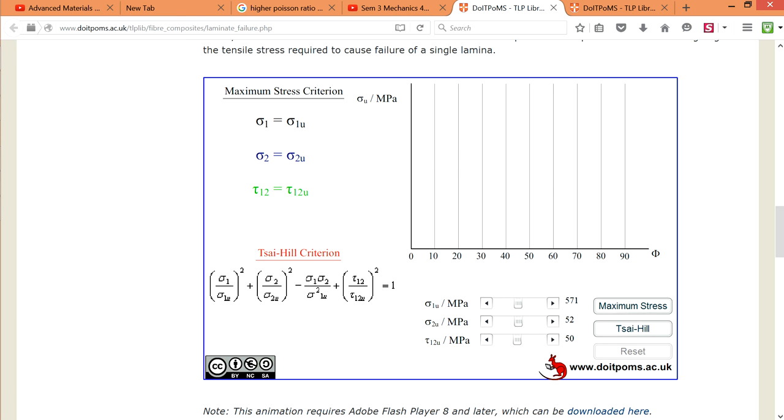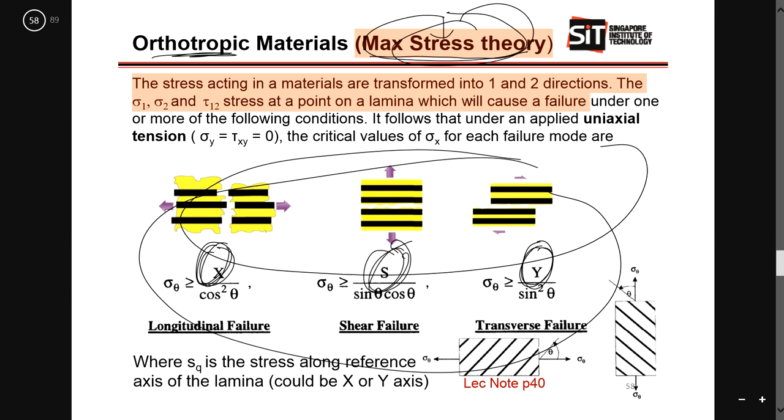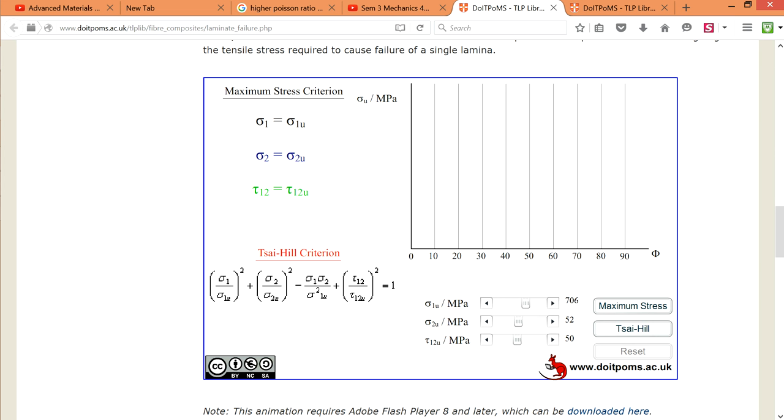In order to better view the maximum stress criterion and the Tsai-Hill criterion, here is a graph to link them up together so you can see clearly. Over here, the slider that I'm moving is for stress in the one direction, for the maximum stress. What I've been telling you now is the Max Stress Theory, where we talk about the different directions. Now it's in the x direction, then I also shift for the y direction, and for the shear direction I also shift over here.